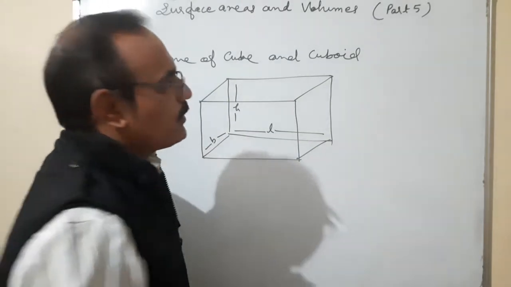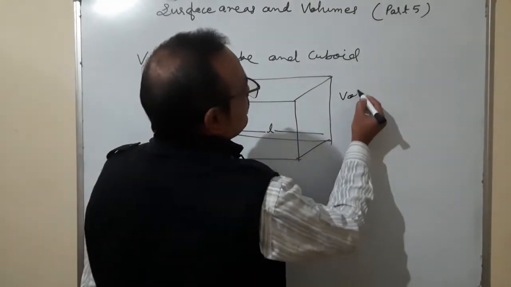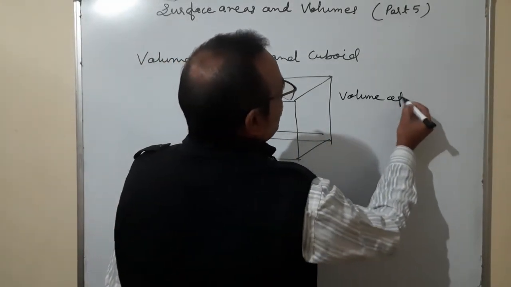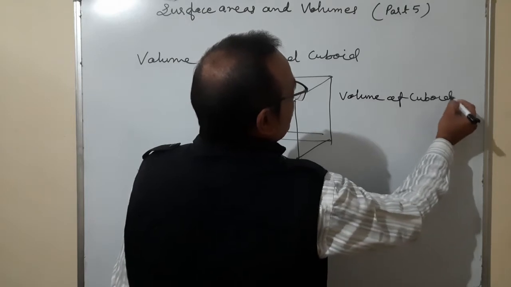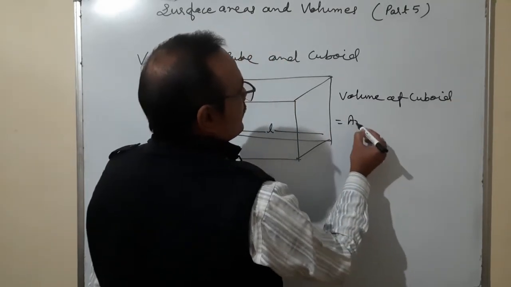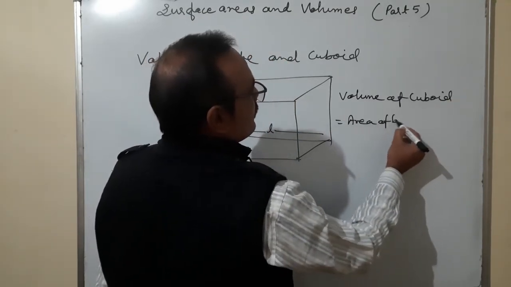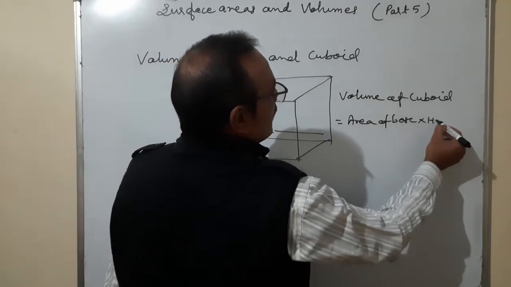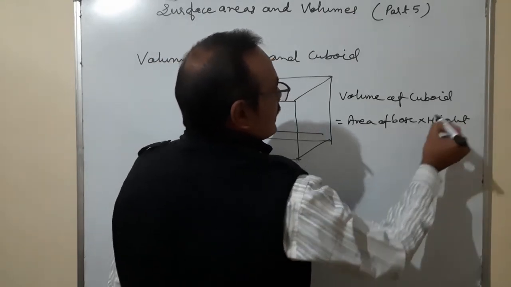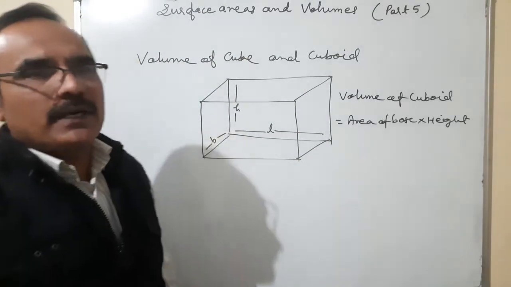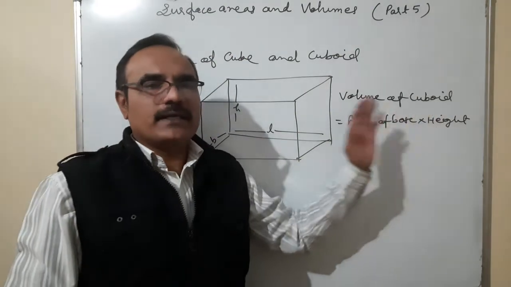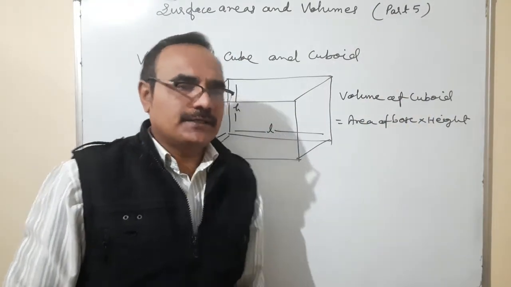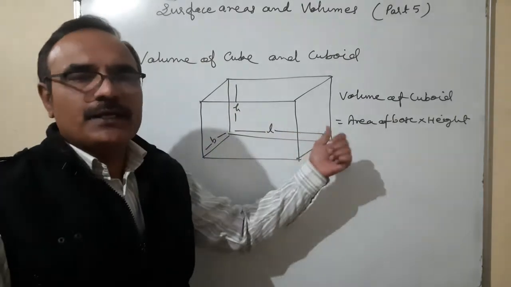For finding the volume of cuboid, it is equal to area of base multiplied by height. That is the formula. Area of base multiplied by height. So I think you should remember it like that. Area of base multiplied by height. And this is used for cuboid and cube both.